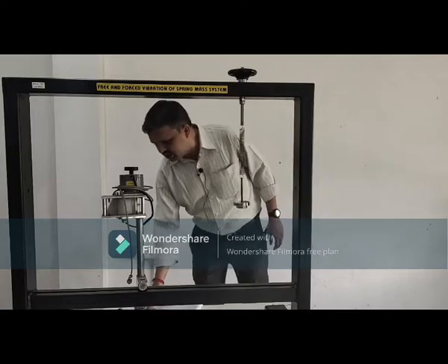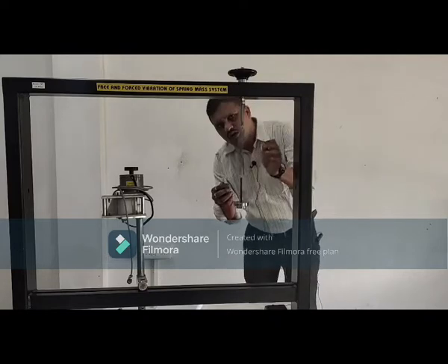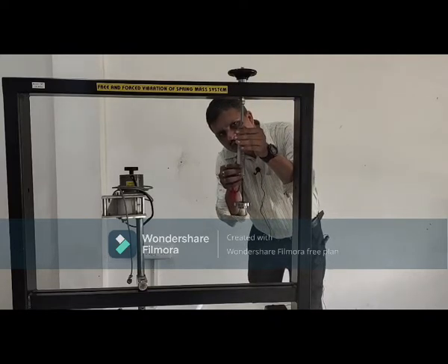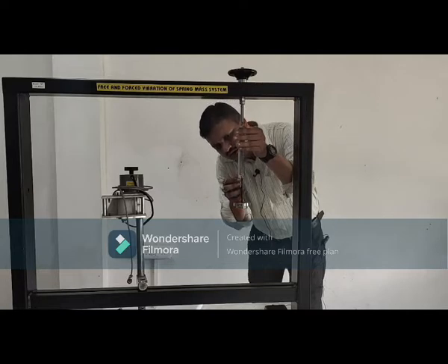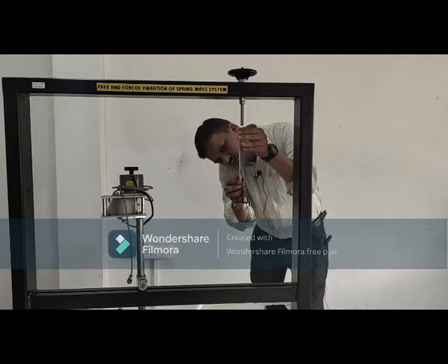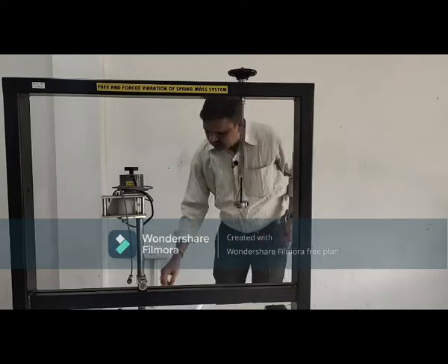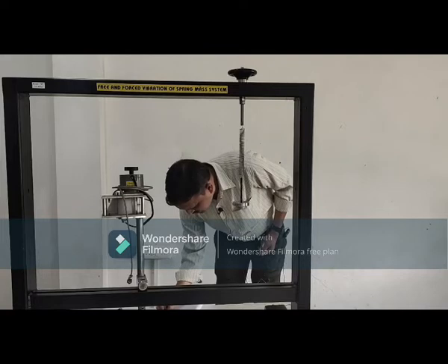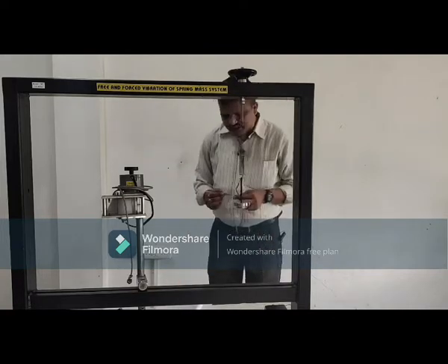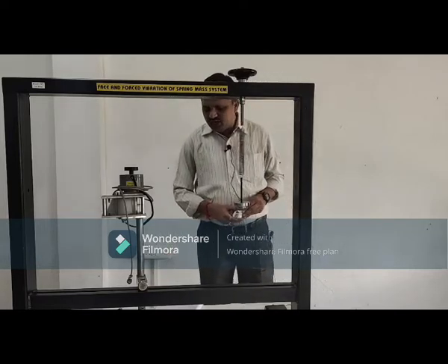Now we need to measure the stretched length of the spring. What is the stretched length of the spring? Take the measuring tape like this again. Almost it is 15.6 centimeters. The stretched length of the spring is 15.6 centimeters, and the corresponding mass we already noted, that is 0.338 kilograms.